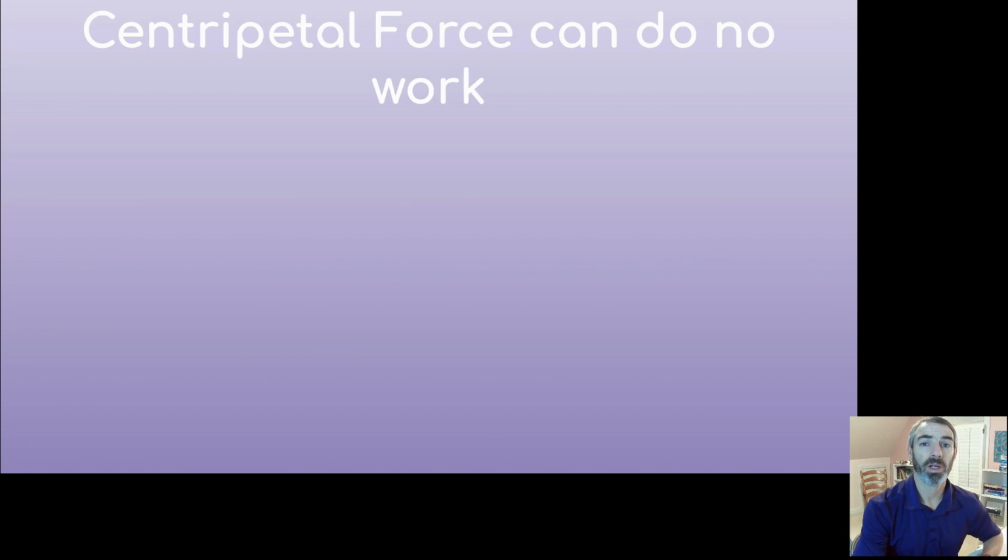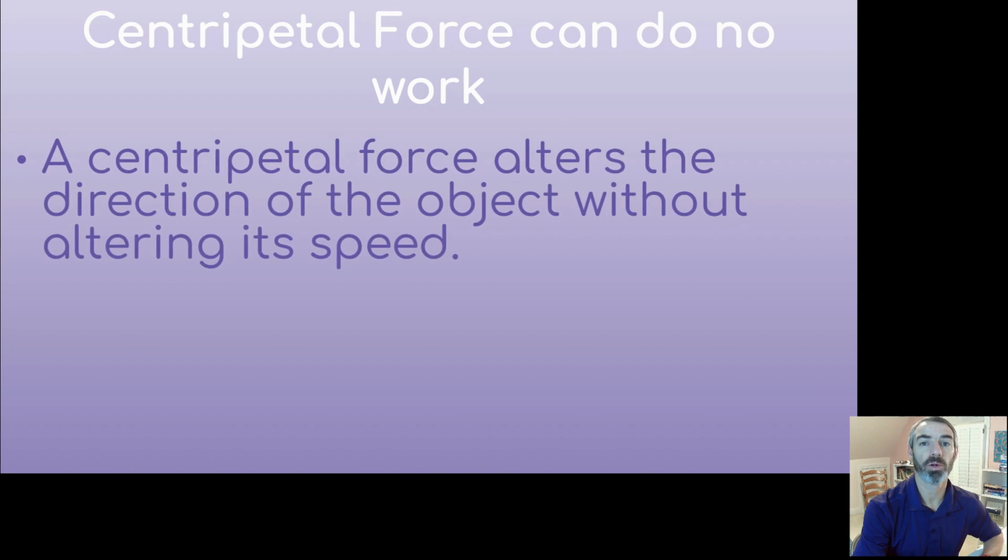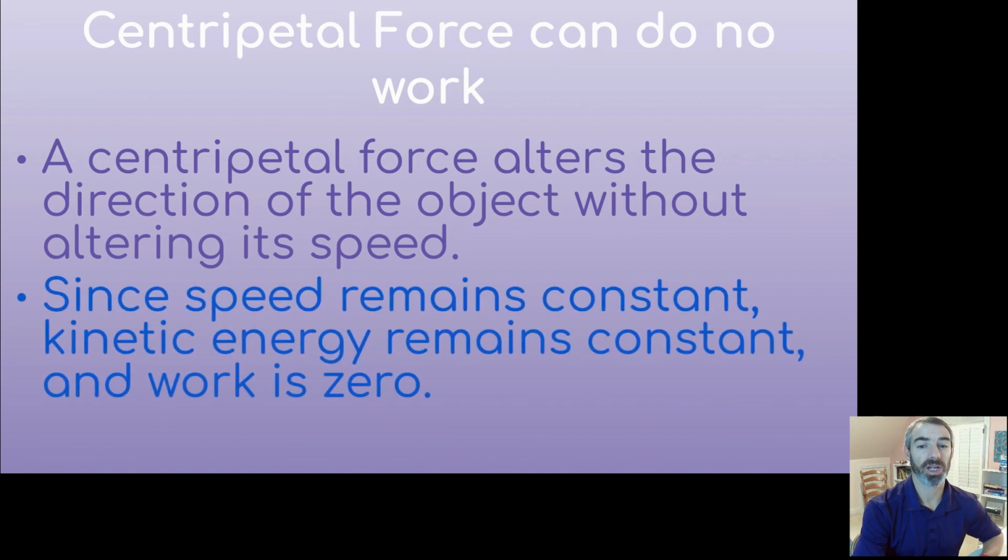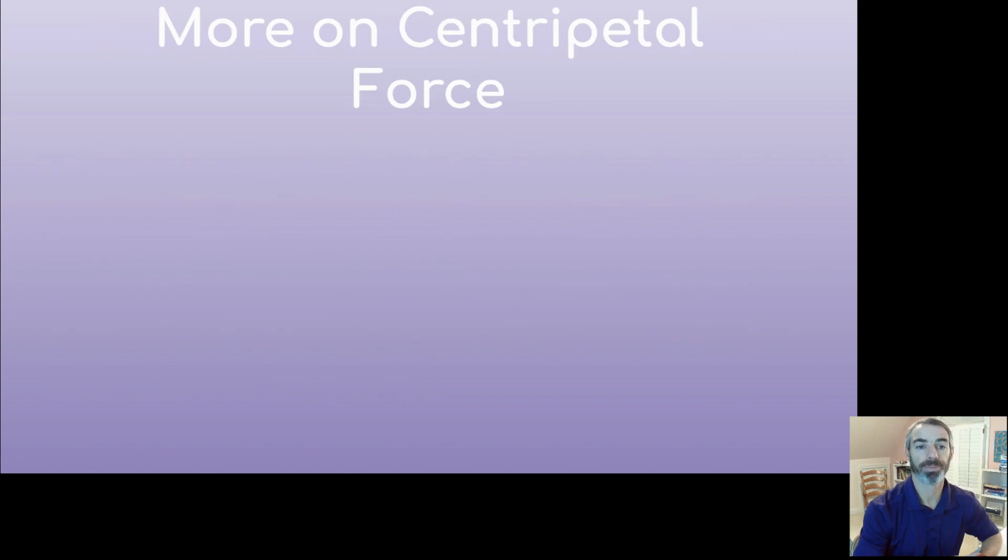This is the reason why centripetal force can do no work: centripetal force is perpendicular to the speed. The centripetal force can alter the direction of this object without altering the speed. Now, if we know the speed doesn't change, that means kinetic energy remains constant. That means work is zero using our work-energy theorem. No change in kinetic energy means no work is done. And we know that using the equation W equals F d cosine theta, if they're perpendicular, theta is 90, and cosine of 90 is 0, so there's no work done.